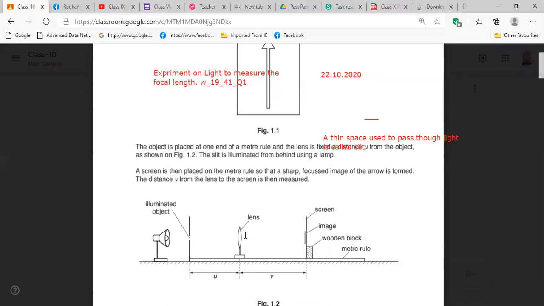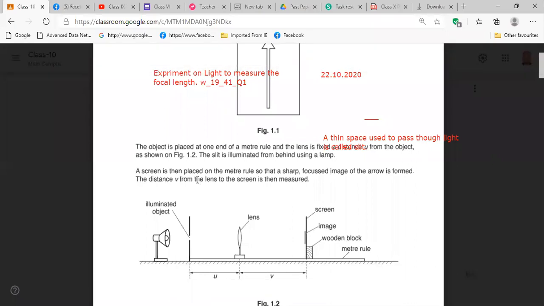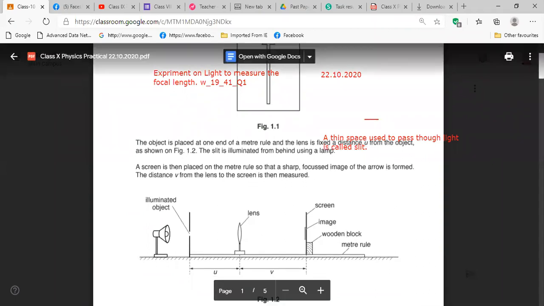So the distance from this slit to the lens center, optical center, that is called u, object distance. And the distance from the optical center to the image, position of image, it is called image distance, that is v. Okay, so here is written the distance v from the lens to the screen is then measured. We are using the meter rule for measuring it.